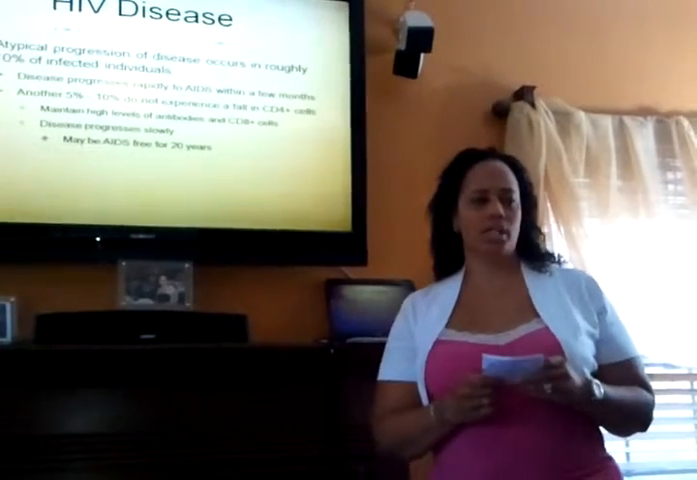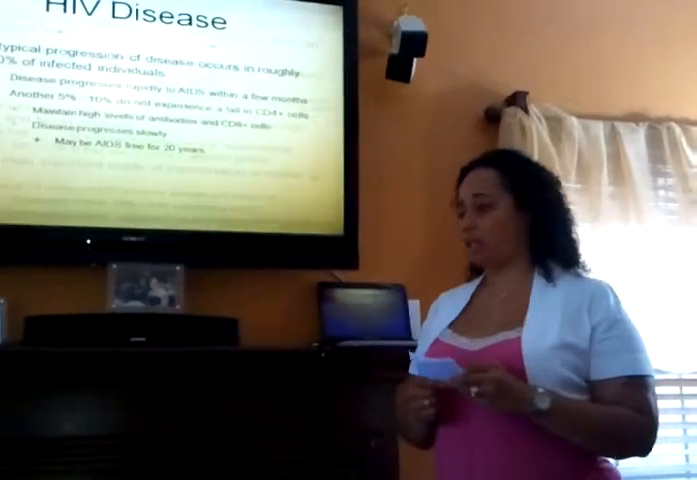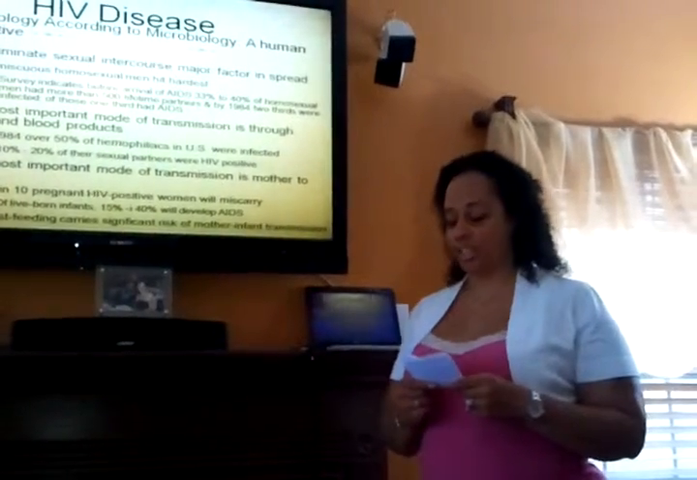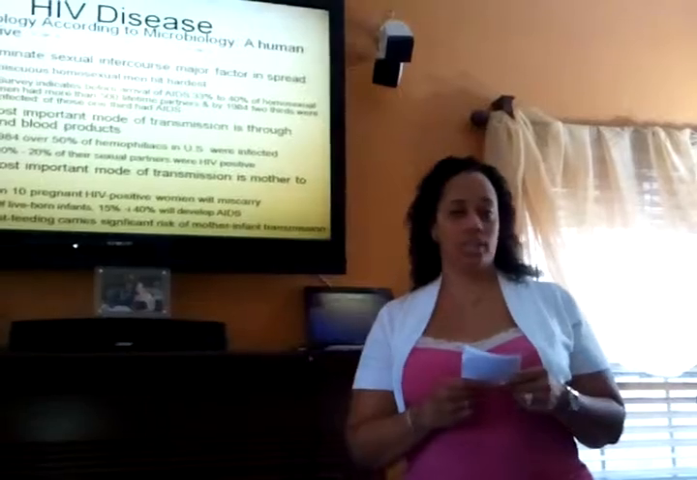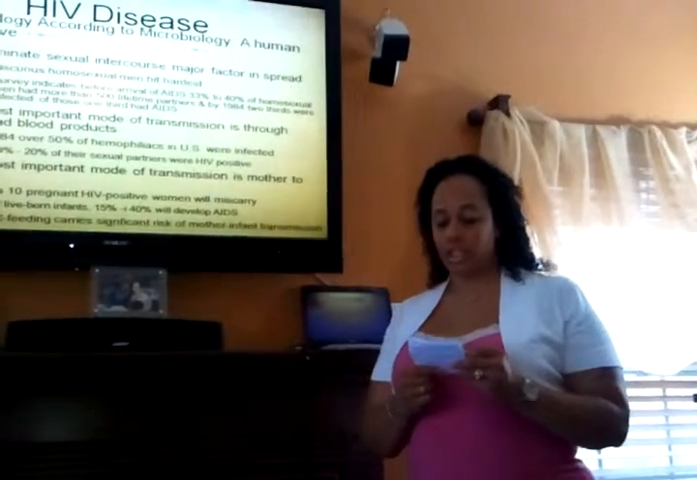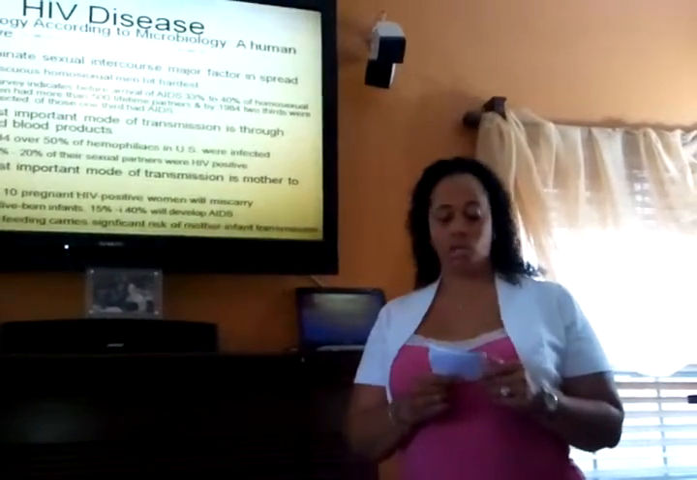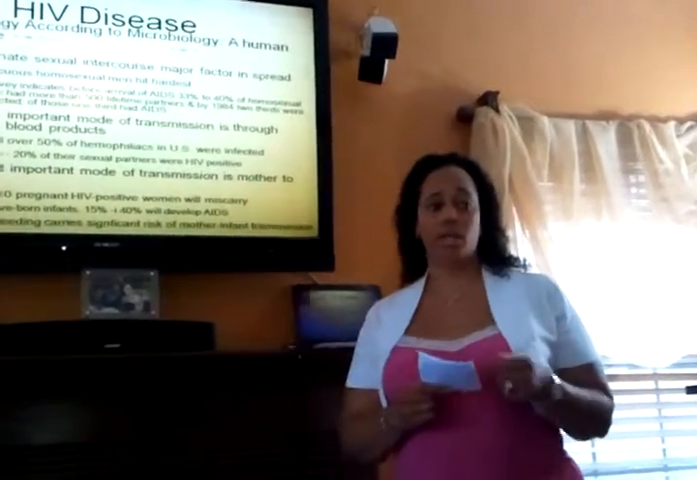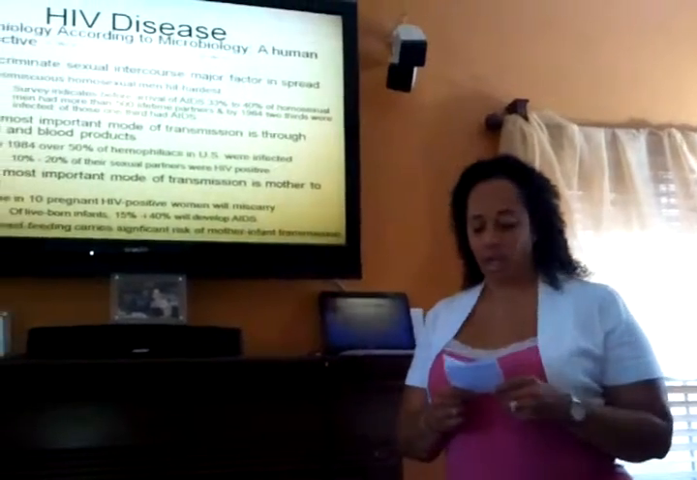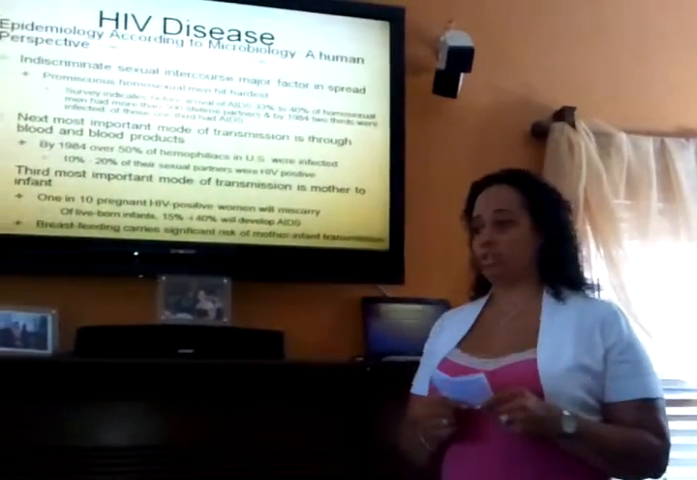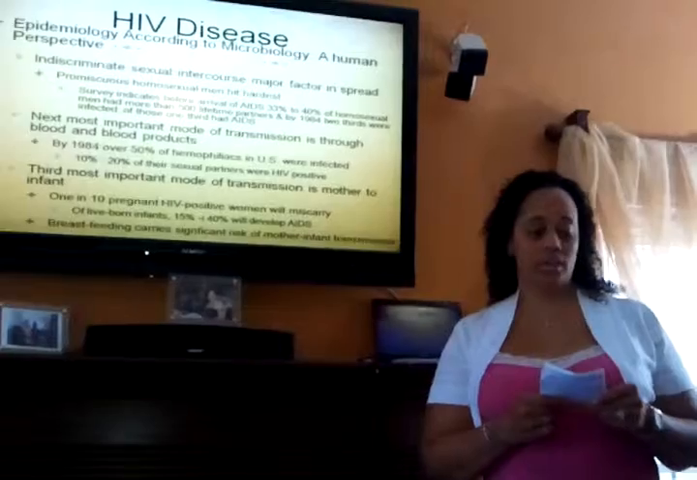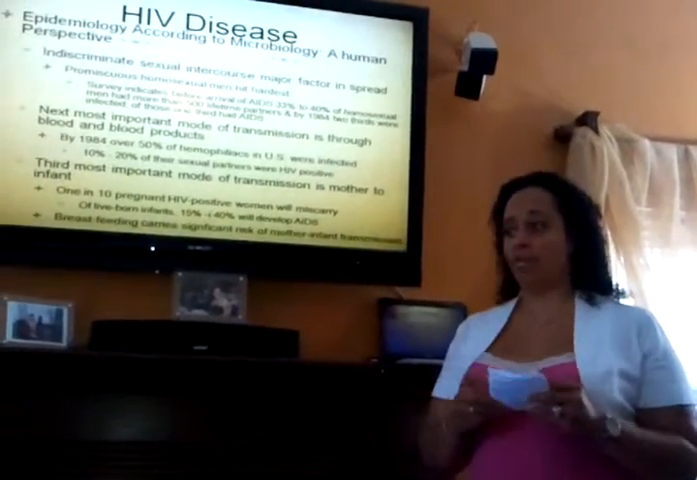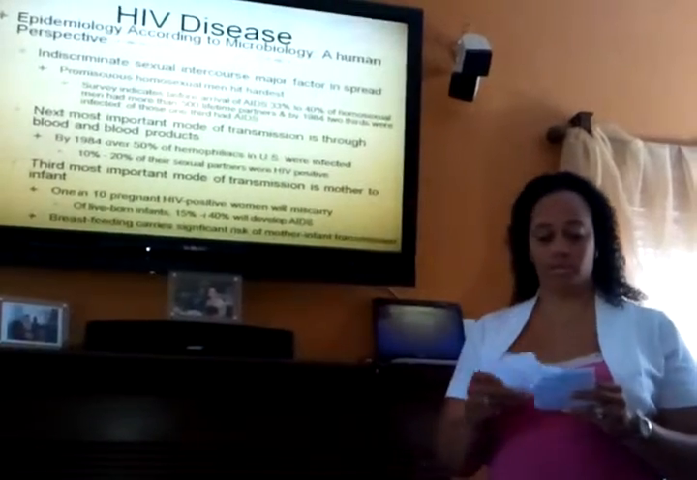The epidemiology, according to Microbiology: A Human Perspective, has three different ways of transmission. One is sexual intercourse. The next mode of transmission is through blood and blood products, such as sharing needles or a blood transfusion. The third and last way of transmission is mother to infant by breastfeeding, or if the mom does not take any antiretroviral drugs while pregnant.